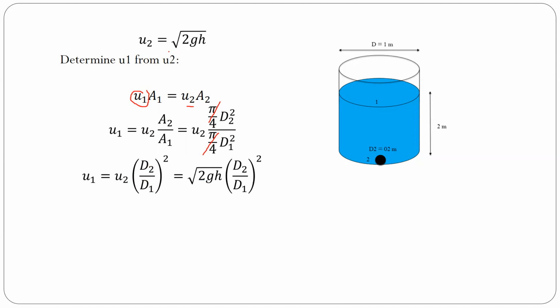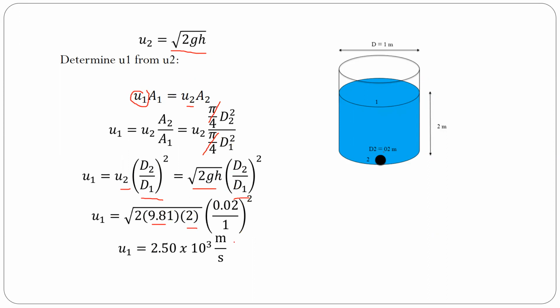Substituting U2 here, so U2 is square root of 2GH. And then for D2 over D1, yan pa rin siya. Substituting the values, square root of 2, G is 9.8, H is 2 meters. D2 is 0.02, that's the size of the puncture or the orifice. D1 is the size of the tank. So you will get 2.5 times 10 raised to -3. This should be -3 meters per second.